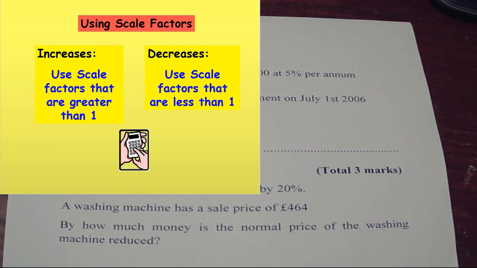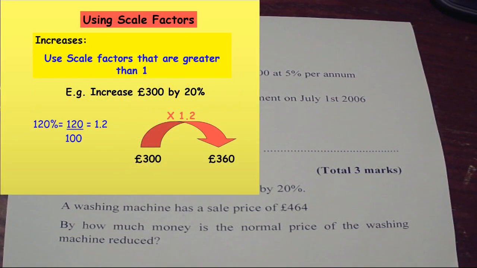So for scale factors that are greater than 1, that will always represent an increase. And for decreases, you're using scale factors that are less than 1. Now I'll illustrate what I mean by showing you a couple of examples. These are very typical questions that you might get. Very simple things to look at.